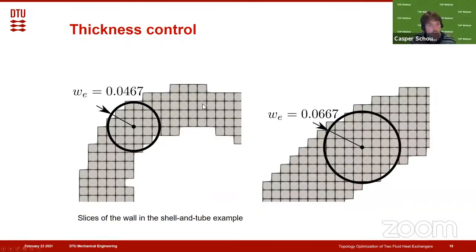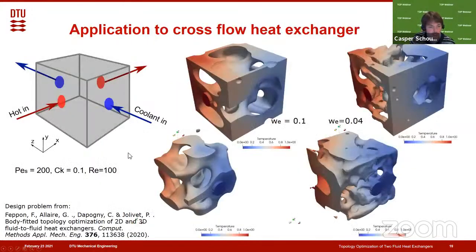Finally, we did some thickness control to verify that the cross sections of the design actually fulfill the design requirement on the wall thickness, and that seems to be working all right. Then, of course, inspired by the next speaker here, we tried to do another example. So we have implemented a similar cross flow heat exchanger, and we get nice intricate designs.